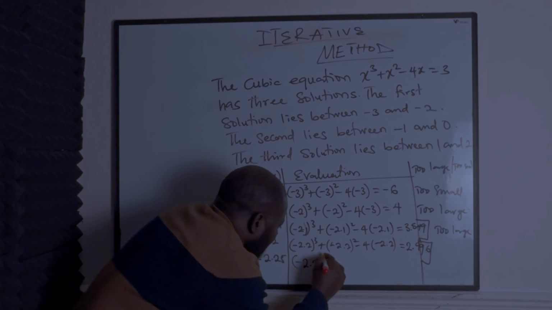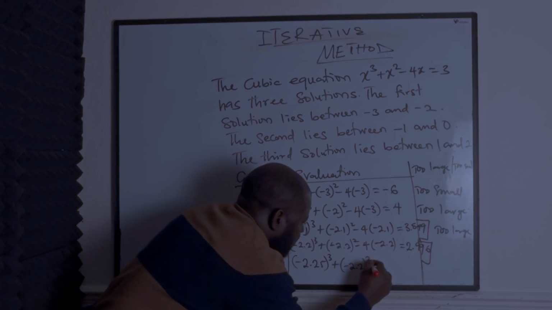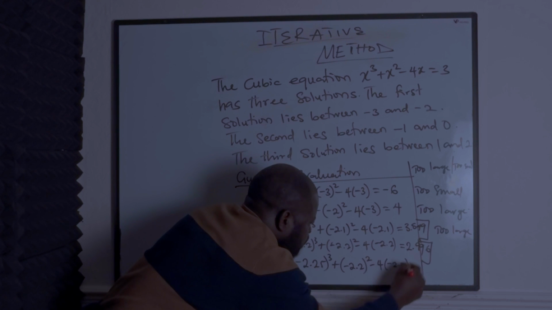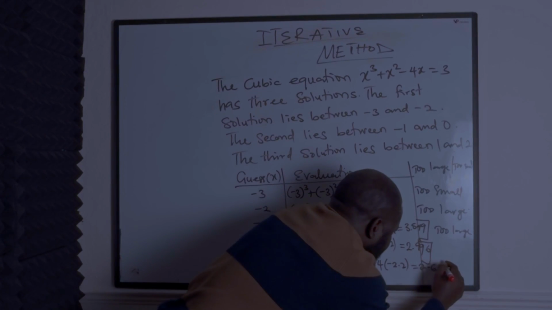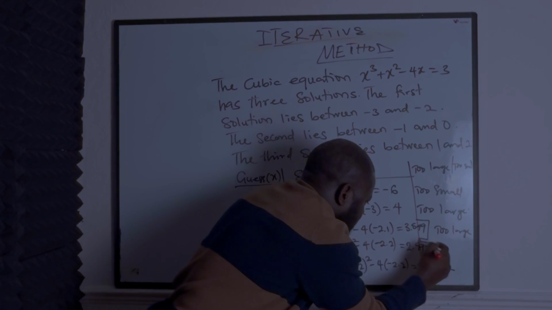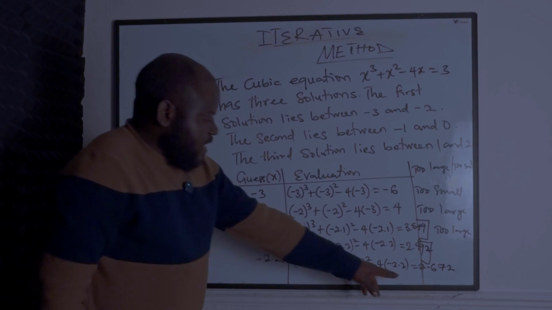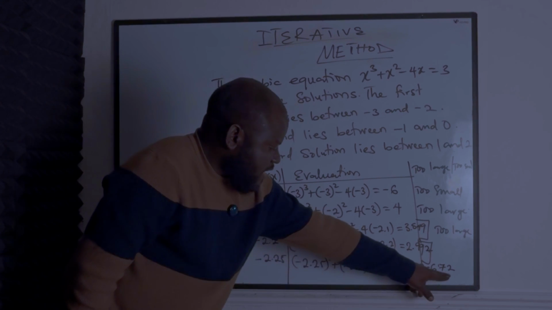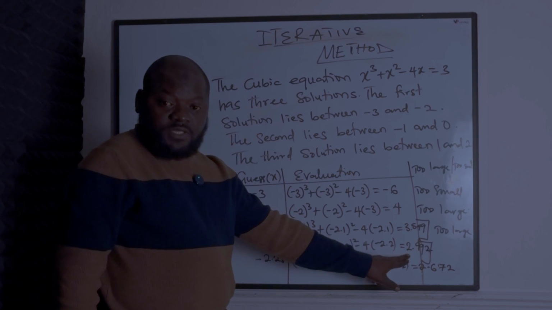Minus 2.25 cube plus minus 2.2 square minus 4 minus 2.2. This should give us 2.672. And I think this one is 2.992, not 6. So if you look at this now, you get to see that 2.672 is lesser than this, right? So this one is very, very close to 3.